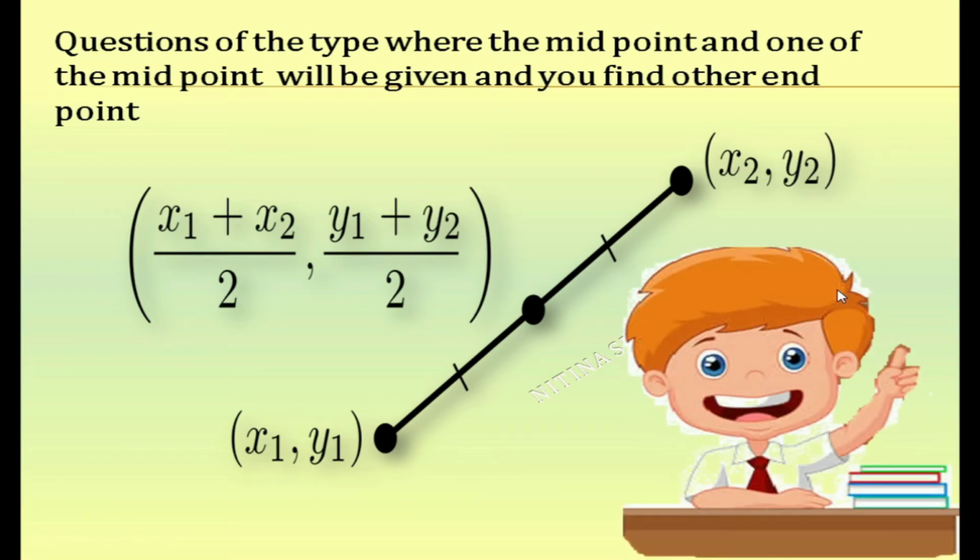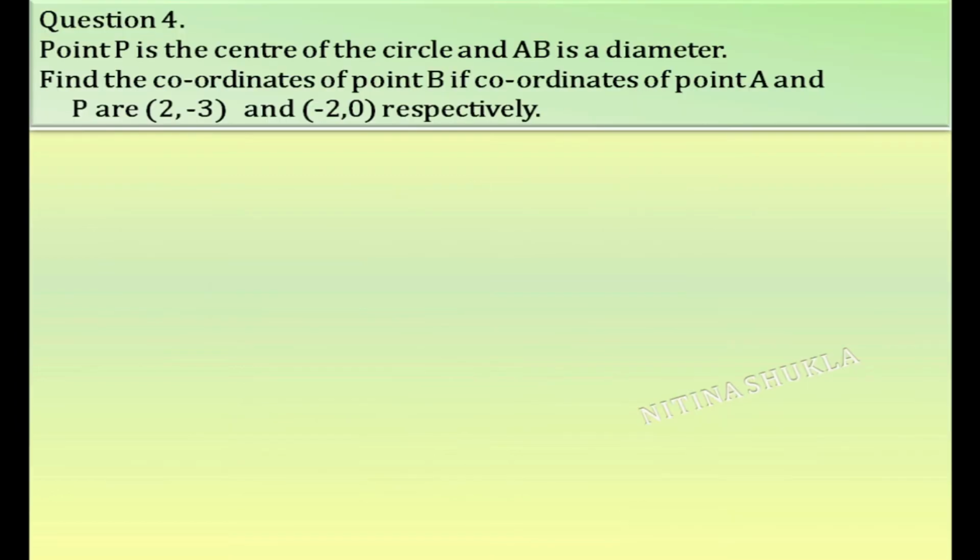Believe me, this is the easiest and simplest topic of the exercise, and you will be eager to solve the numericals as soon as we start solving the exercise. Question number 4. P is a point which is the center of the circle. AB is the diameter. Find the coordinate of point B if the coordinates of points A and P are given as follows. This is the question given to you.